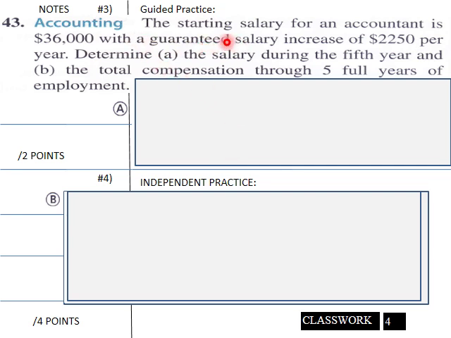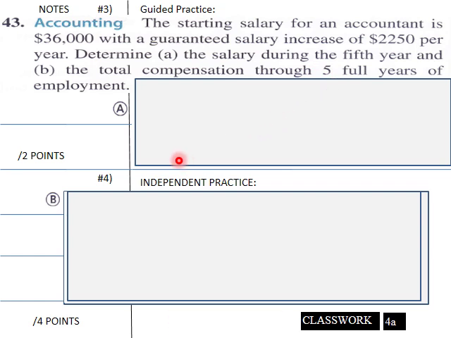Okay, for our guided practice here, the starting salary for an accountant is $36,000 with a guaranteed salary increase of $2,250 per year. A, determine the salary during the 5th year, and B, down here for you students, the total compensation through 5 full years of employment.